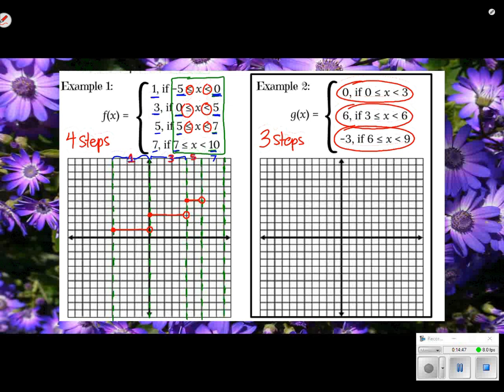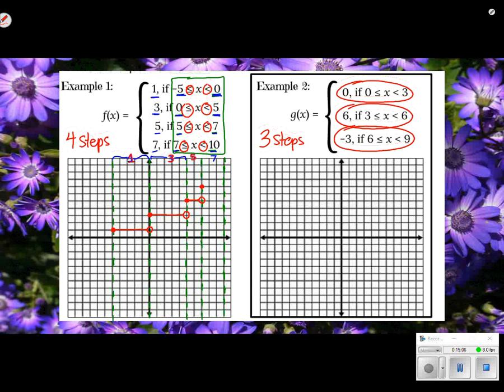We got one more step, right? We had 4 steps. I've got 1, 2, 3 already drawn. I need the 4th step. So I'm going to have a closed circle at 7 and an open circle at 10. So it's 7, 7, 1, 2, 3, 4, 5, 6, 7.